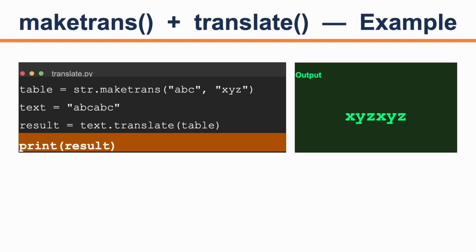Here we build a translation table mapping A, B, and C to X, Y, and Z. Calling the translate method on the string ABC applies that table. Every matching character is replaced, producing XYZ.